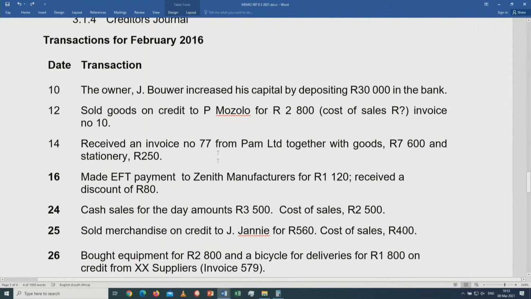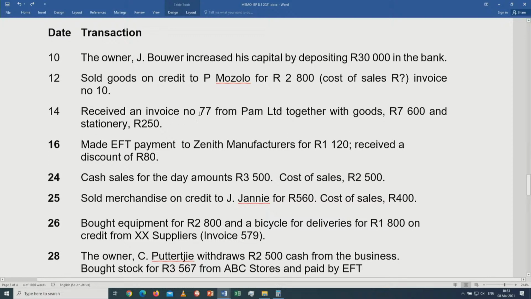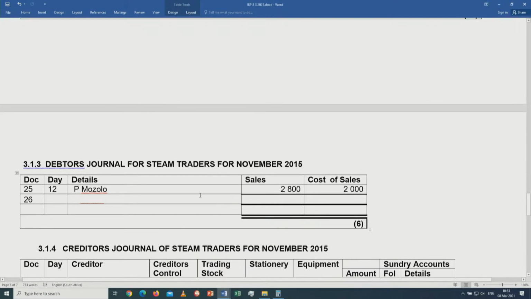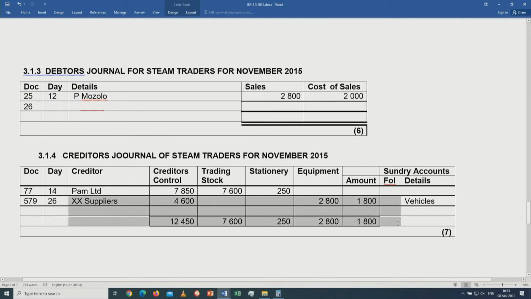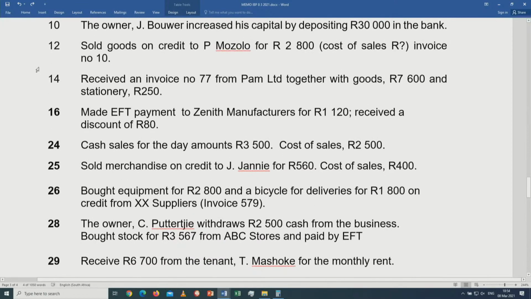Then we go into the next transaction on the 14th. Received an invoice number 77 from PEM Ltd together with goods 7,600 and stationery 250. So on the 14th, we received an invoice, meaning from our creditors. Therefore, you need to go to our creditors. Here it is. On the 14th, you have PEM. With PEM, how much do you have? PEM Ltd, you have 7,850. Trading stock, what was it for? 7,600 was for trading stock, and the stationery was for 250.